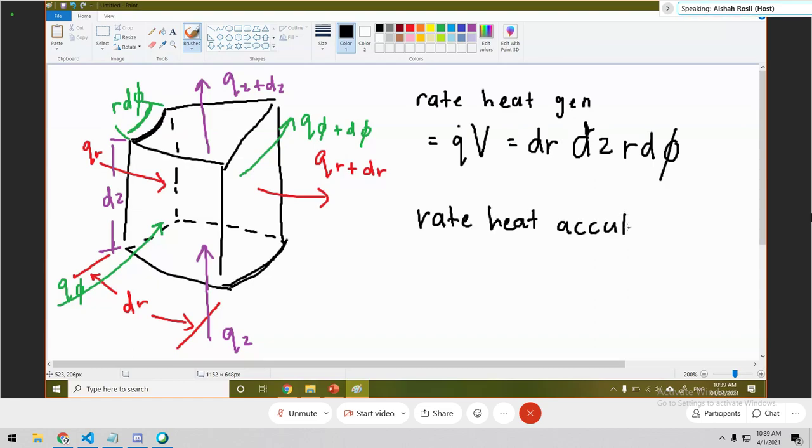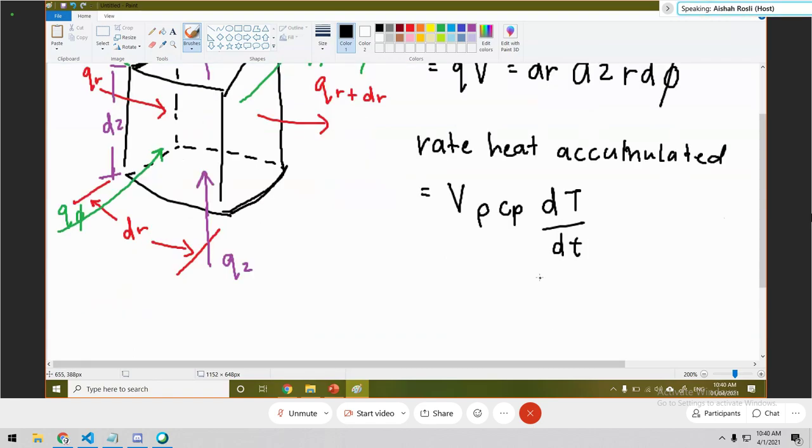accumulated. If you remember, the rate of heat accumulated is similar to the Cartesian coordinate, in that it is V rho Cp dT over dt. But in this case, the volume is different from the Cartesian coordinate, in that it's dr dz r d phi, times rho Cp dT over dt.